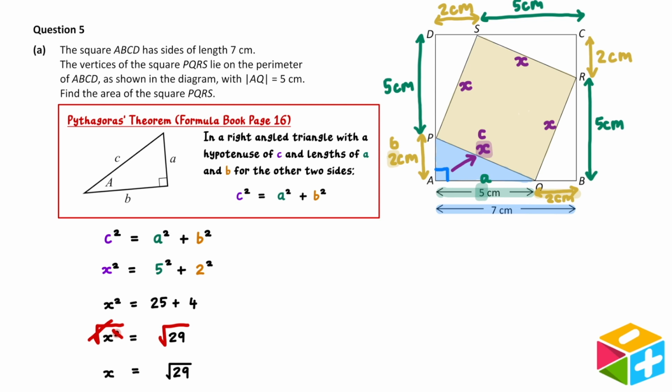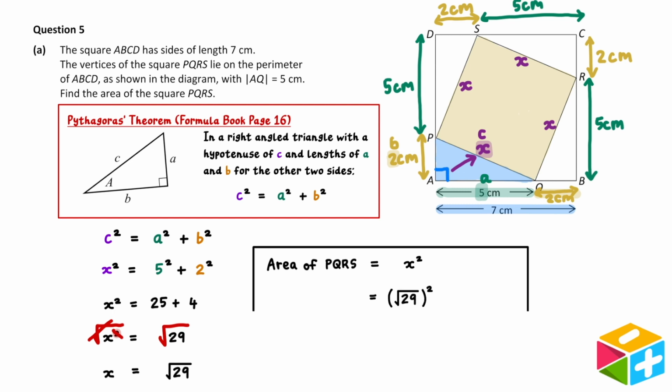Now that we know the side length of a square, finding the area is straightforward. All we do is take the side length and square it. So here, the area of PQRS will come out as the square root of 29 all squared. The square root and the square will cancel, so we'll get a final answer of 29. The lengths in our square were labelled with centimetres. Areas are always presented in square units, so our unit here is centimetres squared.